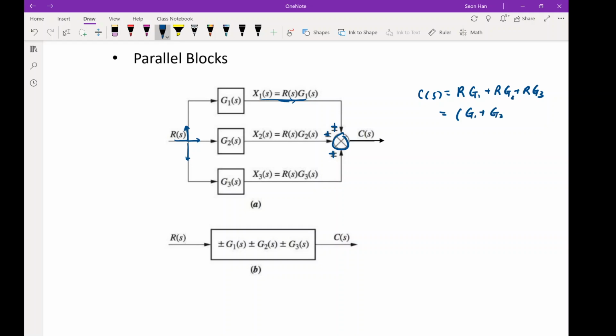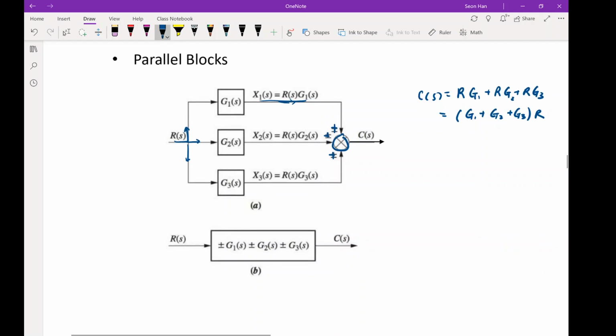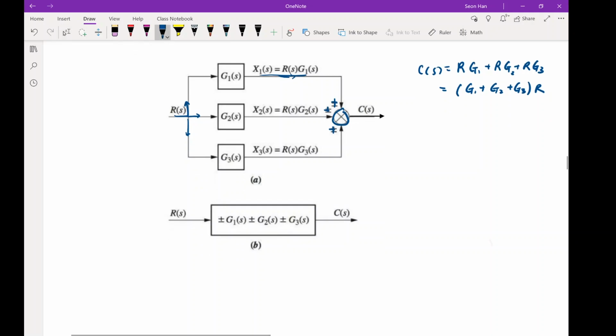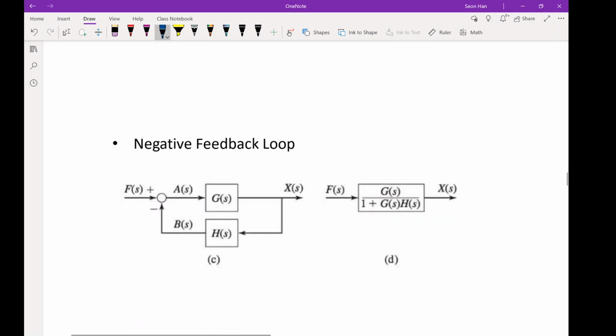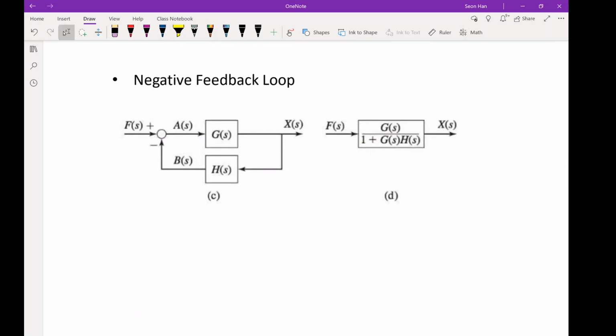You'll have G1 plus G2 plus G3 times R. So these techniques are very useful in simplifying block diagrams. Here you have one block with G1 plus G2 plus G3. Another type of block that you have to recognize is what's called a negative feedback loop.